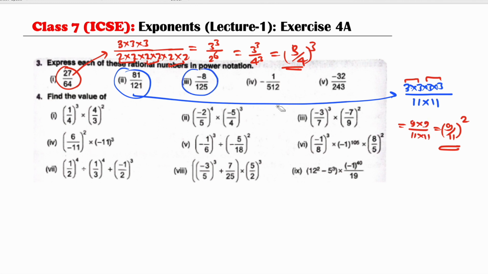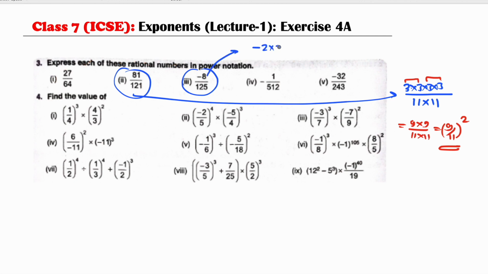Now do the next. This is 2 into 2 into 2. This is 5 into 5 into 5. Here we are getting a negative sign. So here we take the negative outside. This will be 2 upon 5 to the power 3. This is minus 2 upon 5 to the power 3 because the power is odd. So the negative number can be taken inside the power.